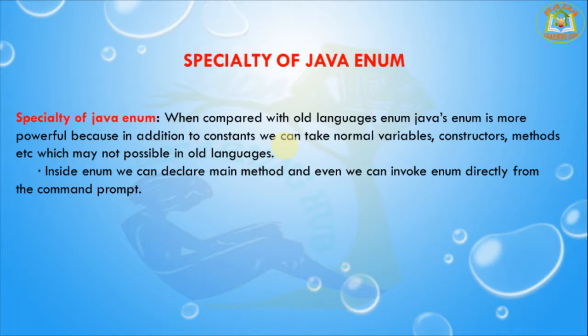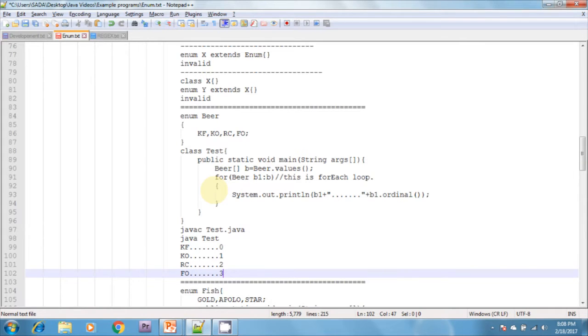Today's session we are going to learn the speciality of Java enums. When compared with other languages, Java's enum is more powerful because in addition to constants we can take normal variables, constructors, methods, etc., which may not be possible in other languages. Inside the enum, we can declare a main method and even invoke the enum directly from the command line prompt. Now I can show an example regarding that.